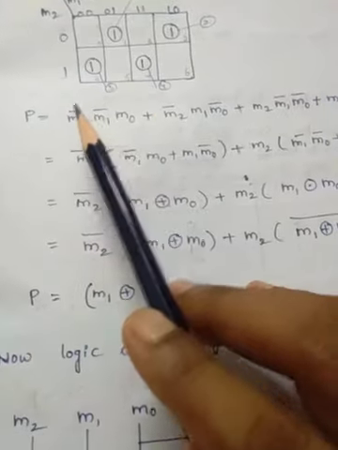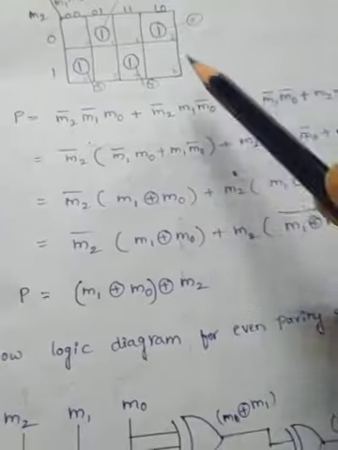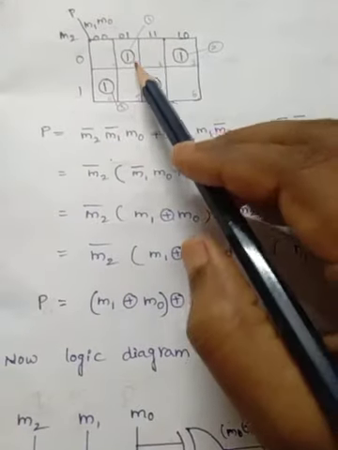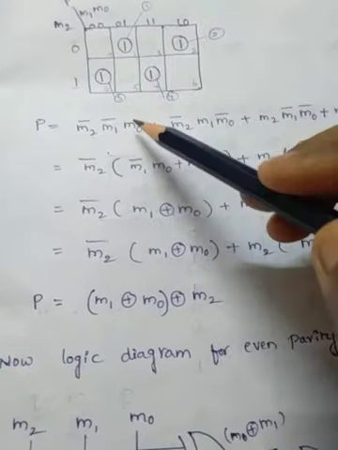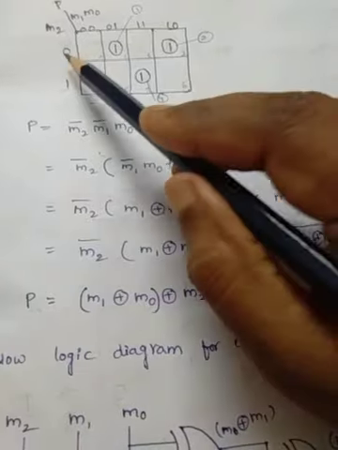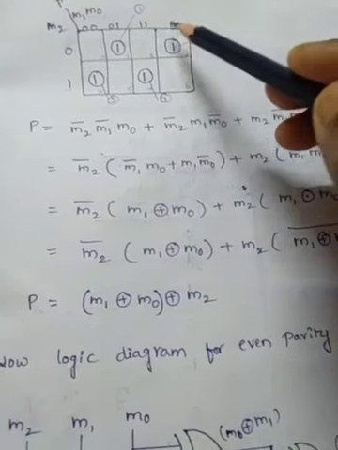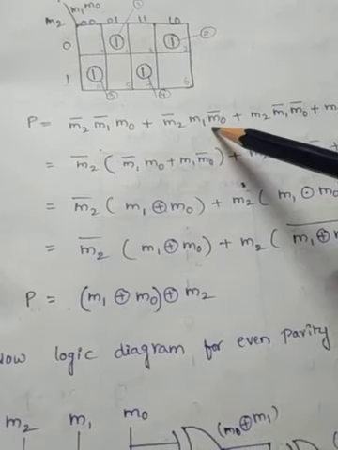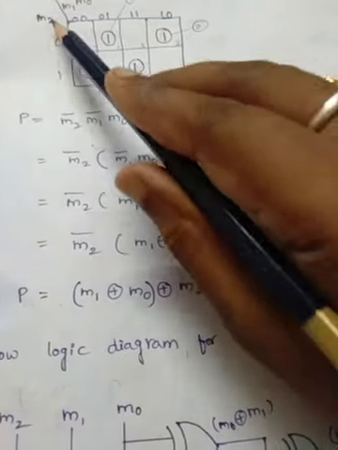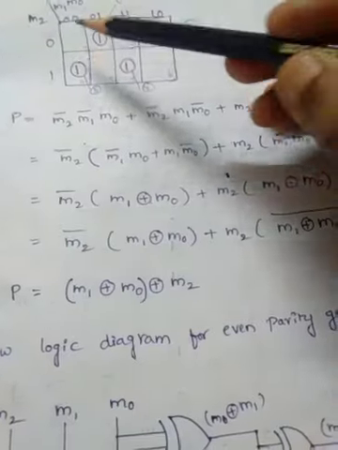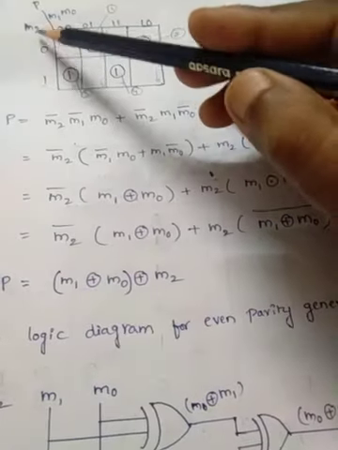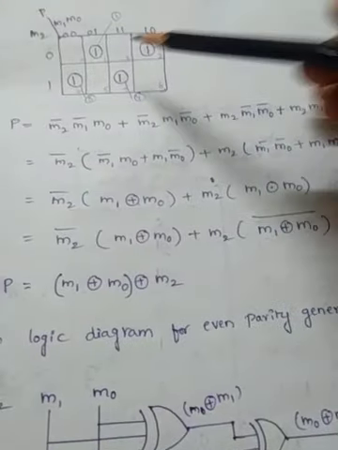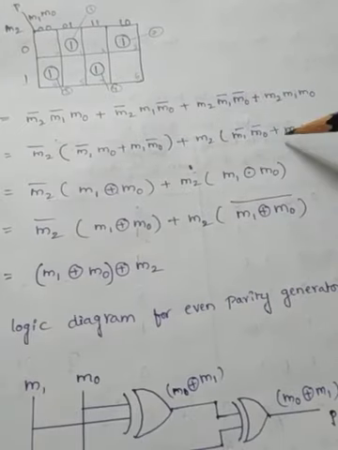Now there is no chance of grouping ones, so we have to directly write all the minterms. For this one, M2 bar, M1 bar, M0, plus for this, M2 bar, M1, M0 bar, plus M2, M1 bar, M0 bar, plus for this, M2, M1, M0.